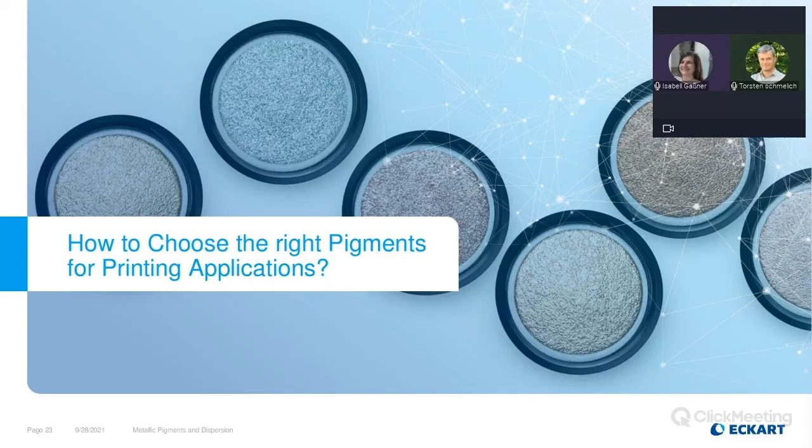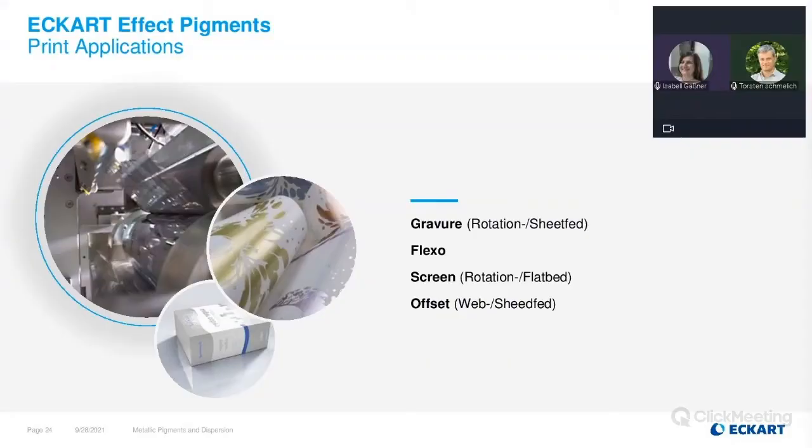So how to choose the right pigments for the print application? I hand over to Thorsten again. Yeah, with the next slides, we try to give you an overview on the main print applications and their specific requirements regarding metallic pigments. As we mentioned already, we mainly deliver to customers using gravure printing, rotation and sheet-fed, flexo, which is rotative, screen printing, which is both rotative and flatbed, and of course offset, where we deliver mainly to sheet-fed offset printing processes.